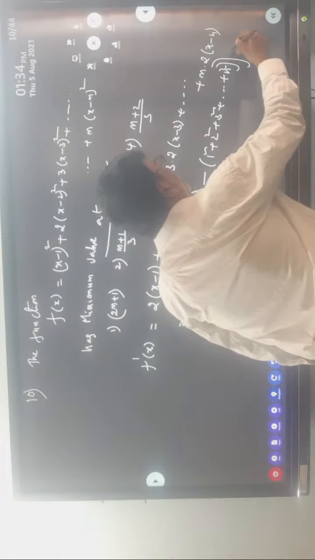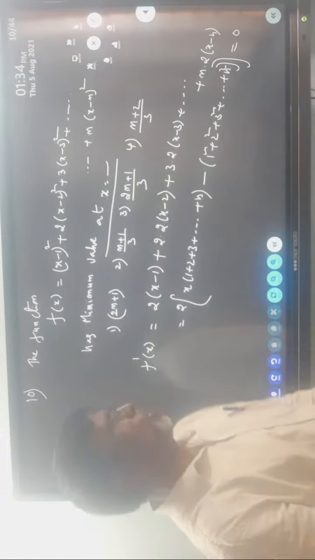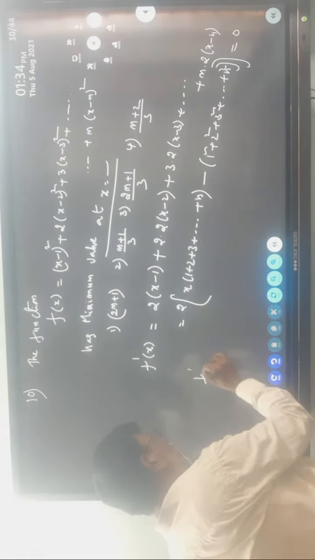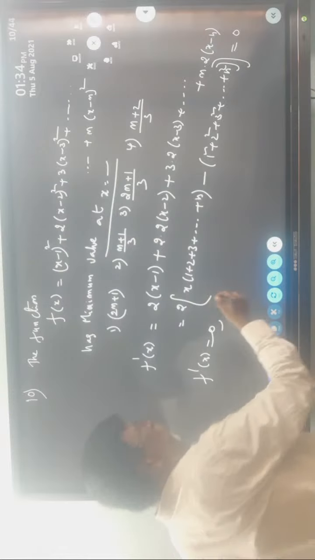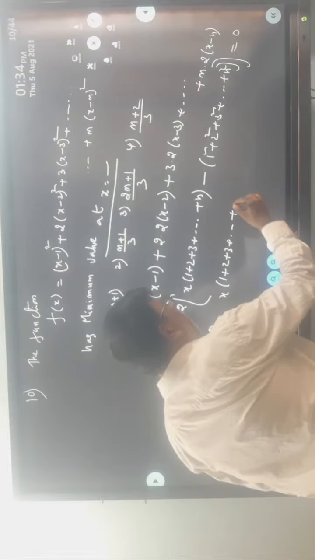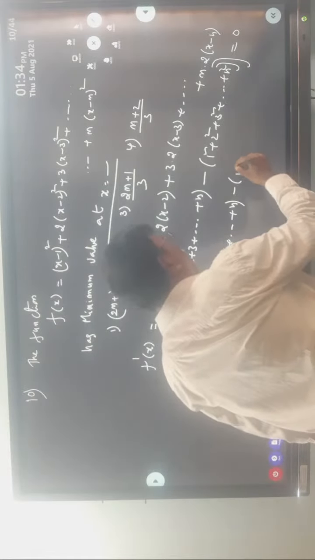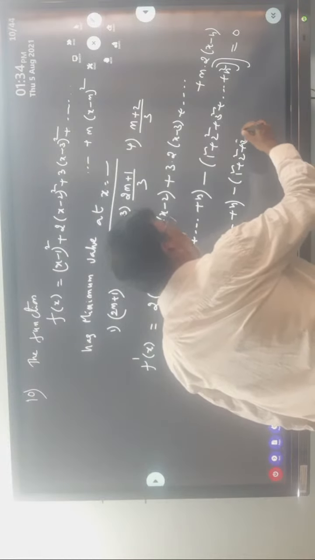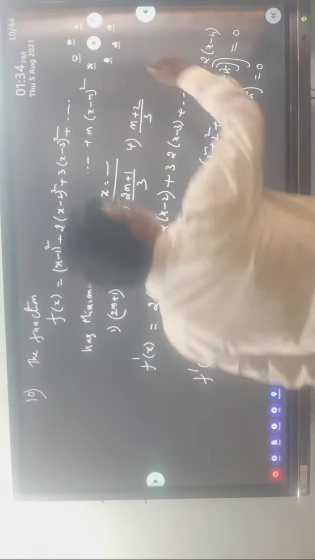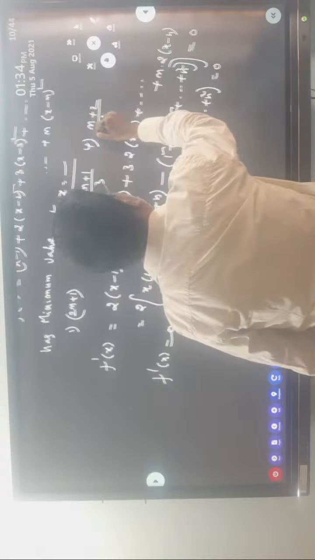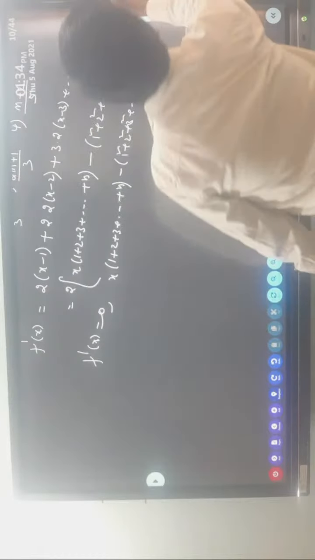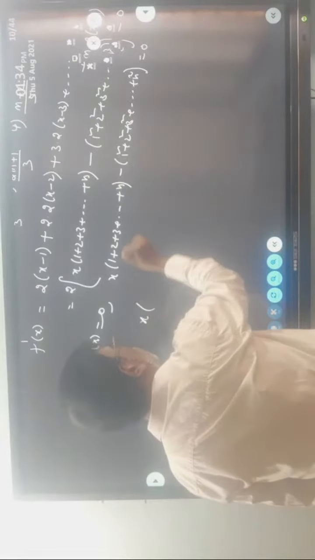Equating to 0 for the stationary points, we get f dash x equals 0. We have to equate this one: x into 1 plus 2 plus 3 and so on, minus 1 square plus 2 square plus 3 square and so on up to n square, equals 0. From this, how do we find it? This is very important. So if you take it like this, that is x into, what is this formula?